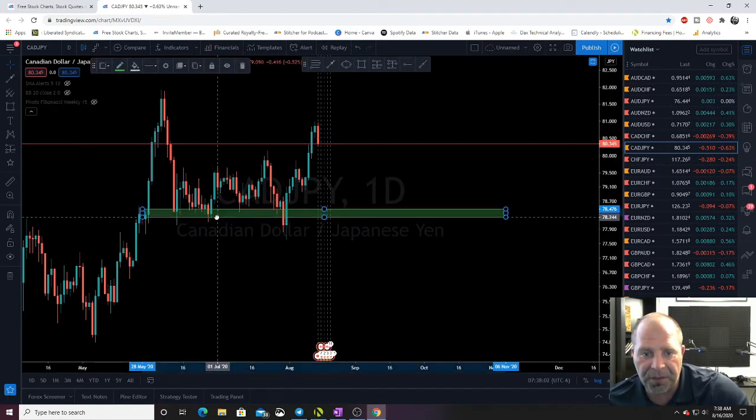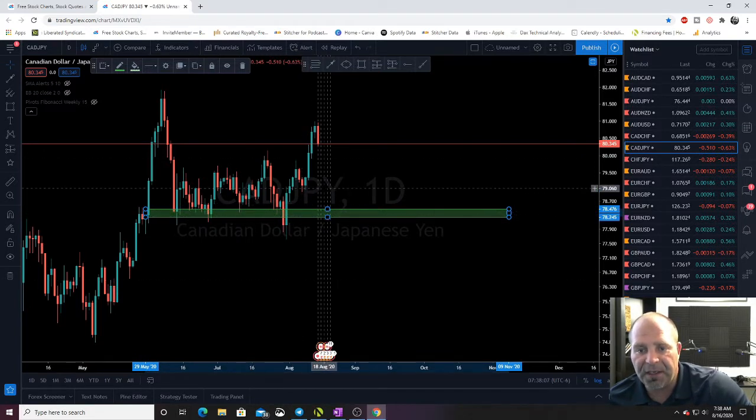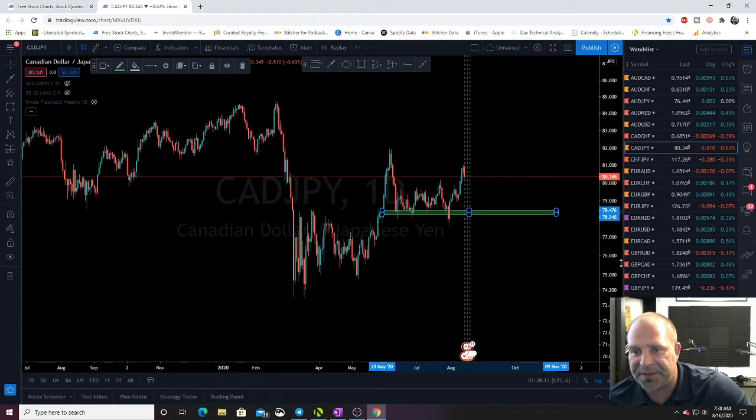But I want to be bullish. I want to look bullish here or look for that break. If we get a break through this level this week, a lot of downside bearish potential.